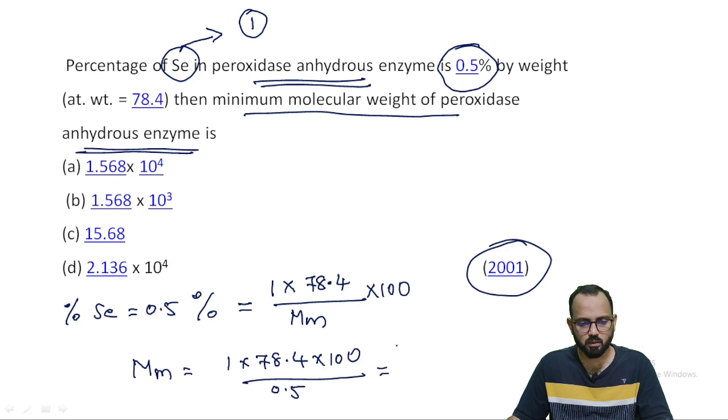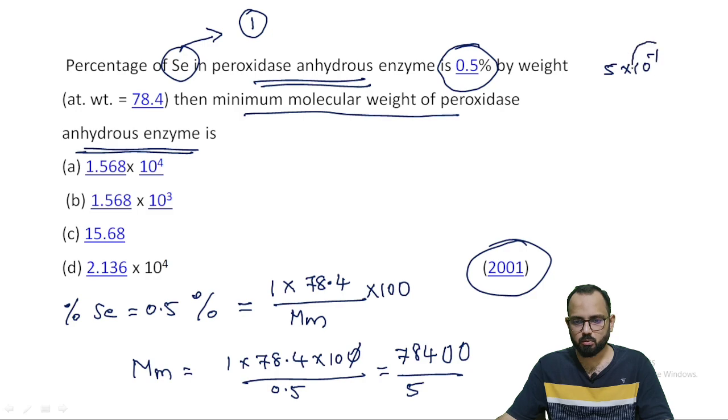So this can be written as 7840 by 5. Again 10 will come, right? This 0.5 can be written as 5 into 10 power minus 1. That 10 power minus 1 will go to the numerator. So what is going to be the value?